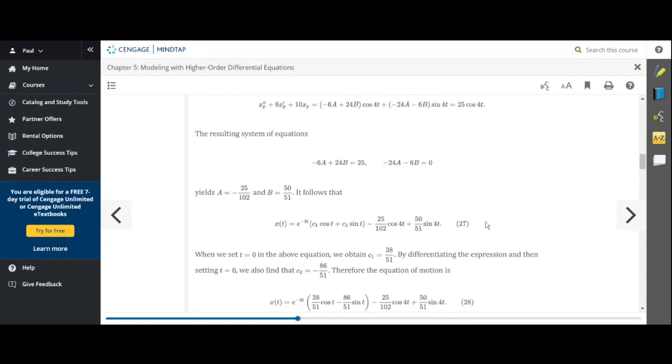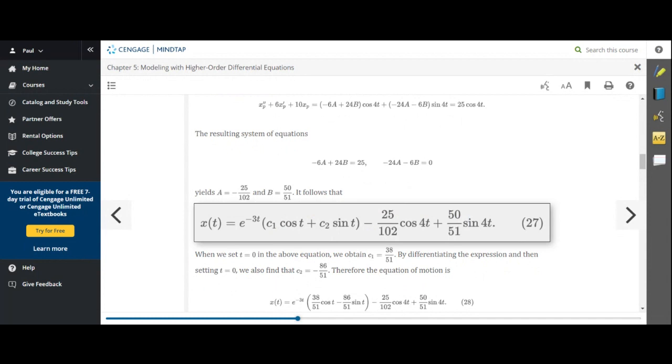And you'll get a resulting system of equations, and you'll solve for A and B, and it turns out that this is the general solution, and then now you want to solve for C1 and C2. So you apply your initial conditions, and then solve for your C1 and C2.